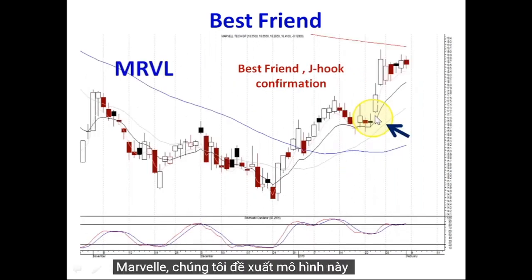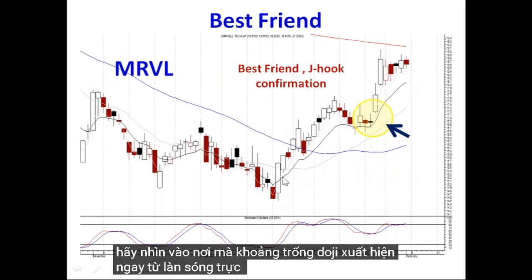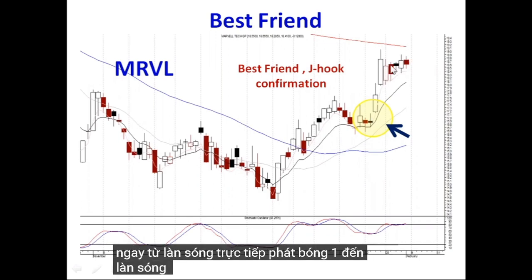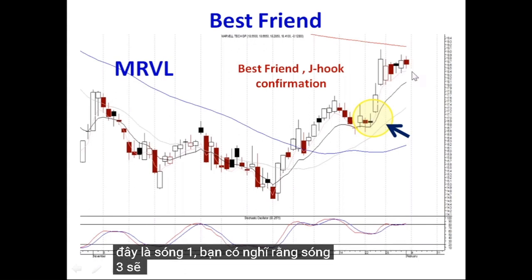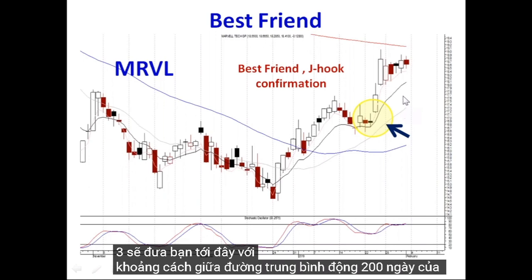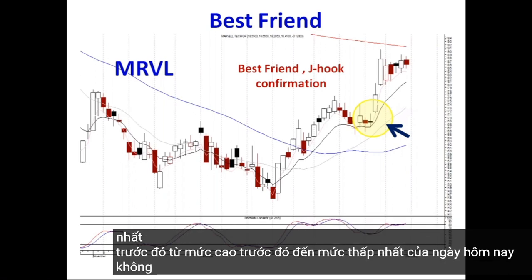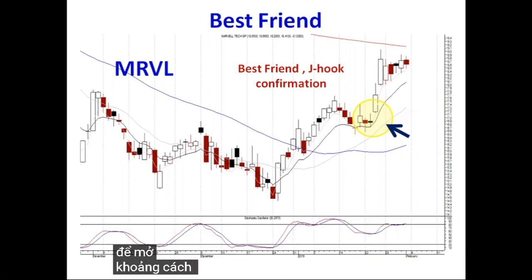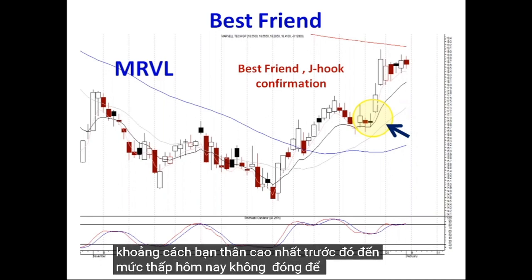Marvell, we recommended this one because look where the doji gap up occurred, right off the T-line. Wave 1, wave 2, wave 3 of your J-hook pattern. So if this is wave 1, where do you think wave 3 is going to take you to? Probably up here to the 200-day moving average. Best friend gap, previous high to today's low, not close to open.